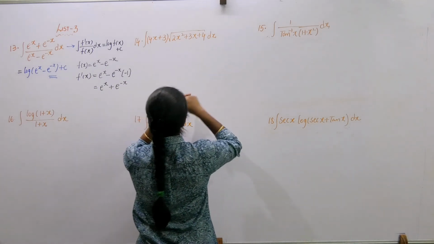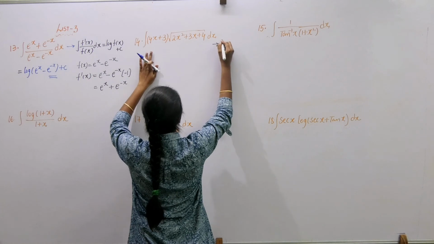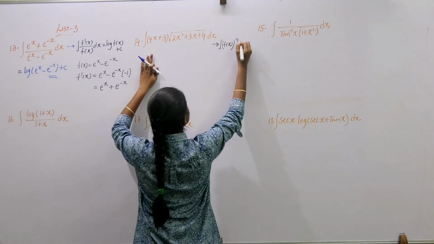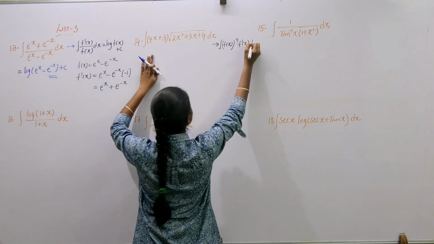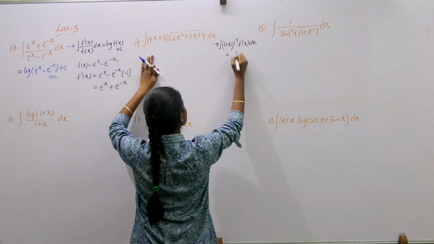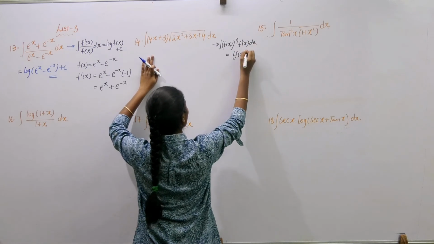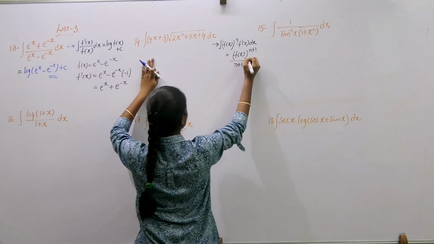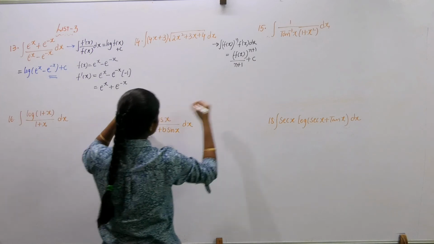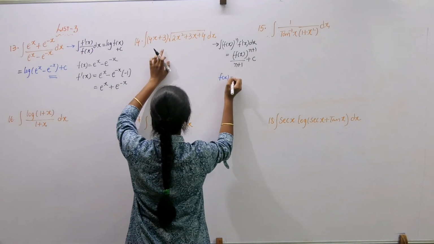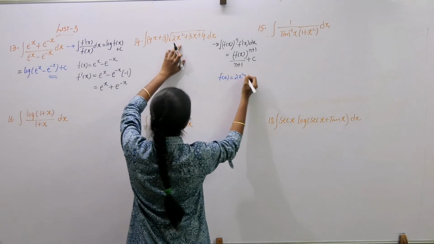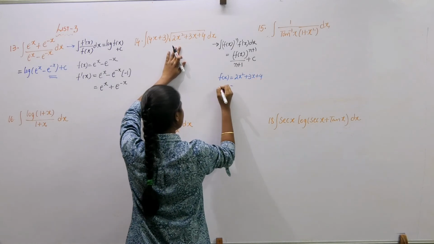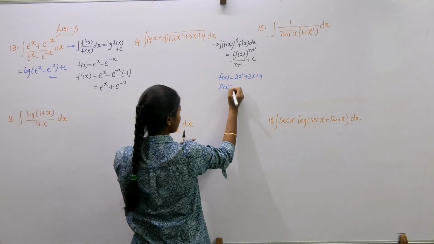Next, 14th one, integral of (4x plus 3) into square root of (2x square plus 3x plus 4) dx. Now, this is in the form of integral f of x whole power n into f dash of x dx, which is equal to f of x whole power n plus 1 by n plus 1 plus c. Now, here f of x is equal to 2x square plus 3x plus 4.